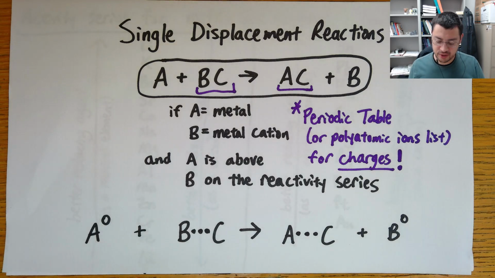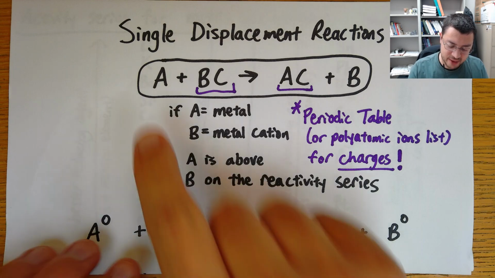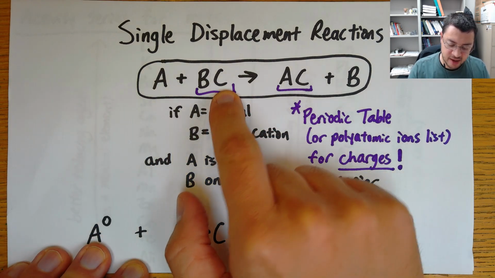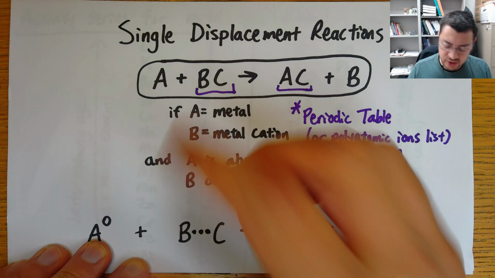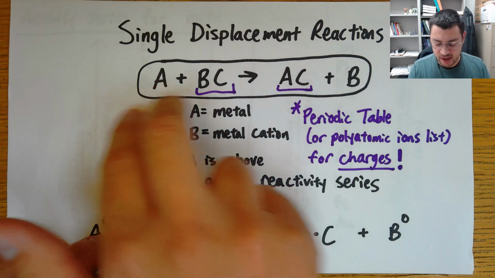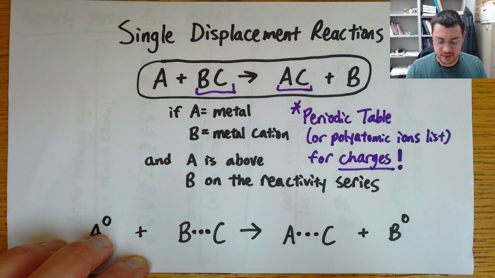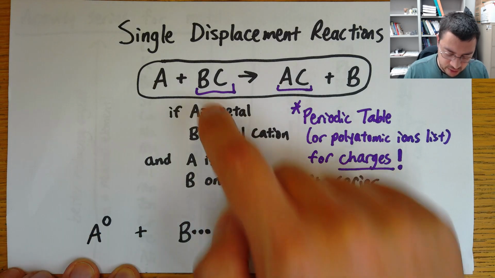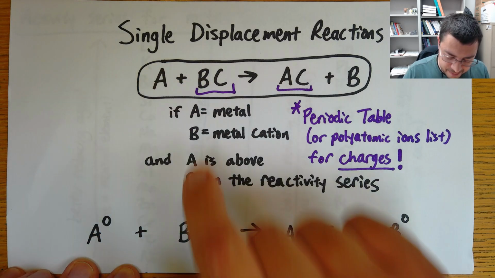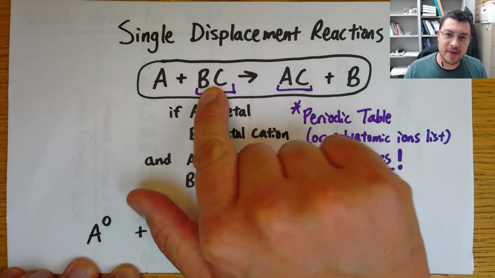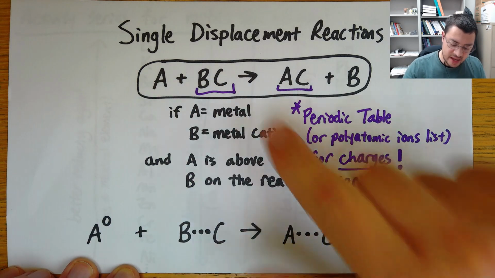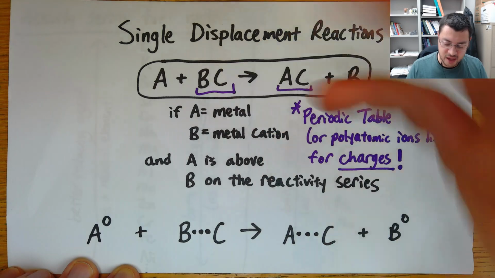Welcome everyone. In this video we're going to do single displacement reactions with metals and ionic compounds. Alright, unlike a double displacement where you see two ionic compounds, in a single displacement you only have one of them. So A will be a metal, B will be a metal cation, a metal that's lost electrons, and C is going to be some kind of anion.